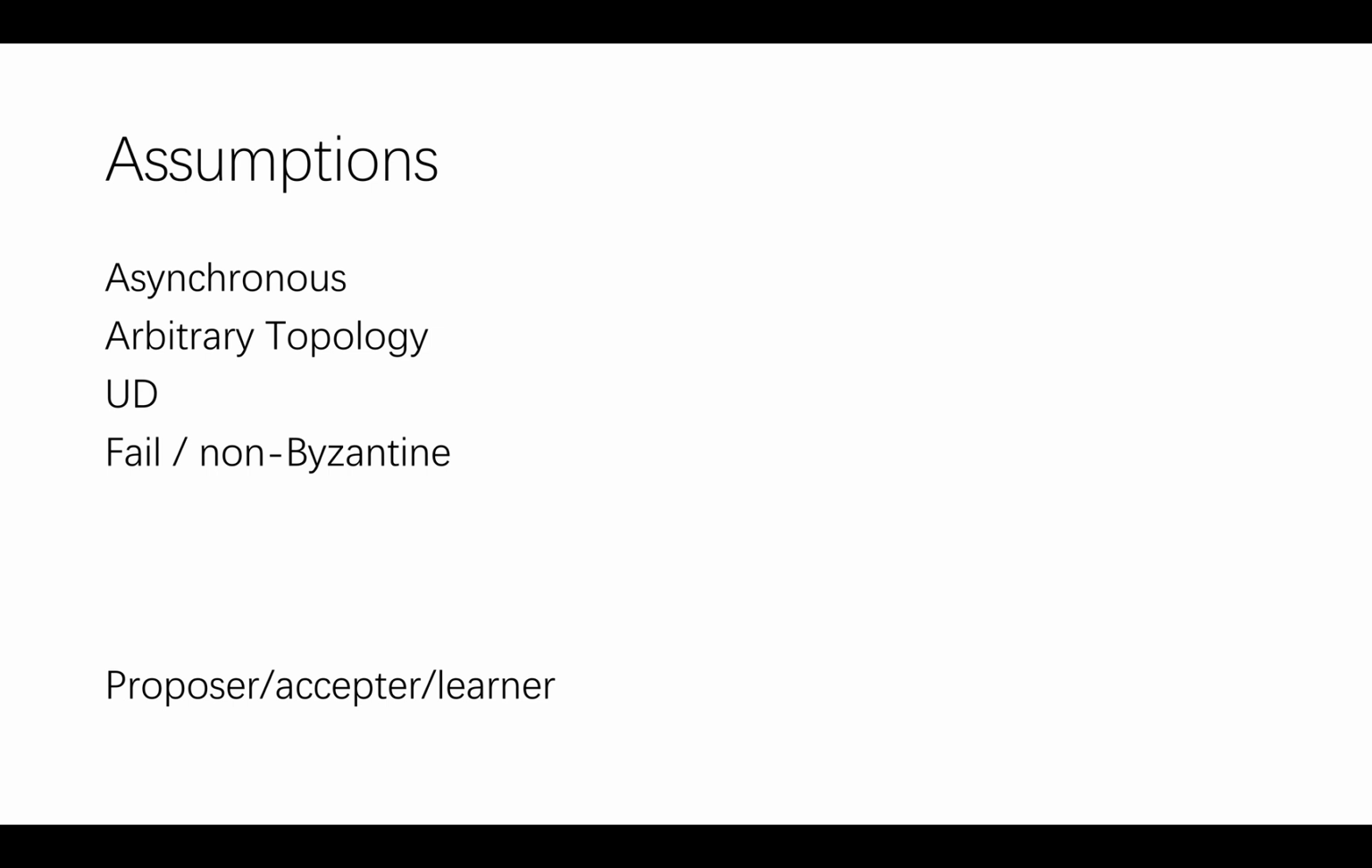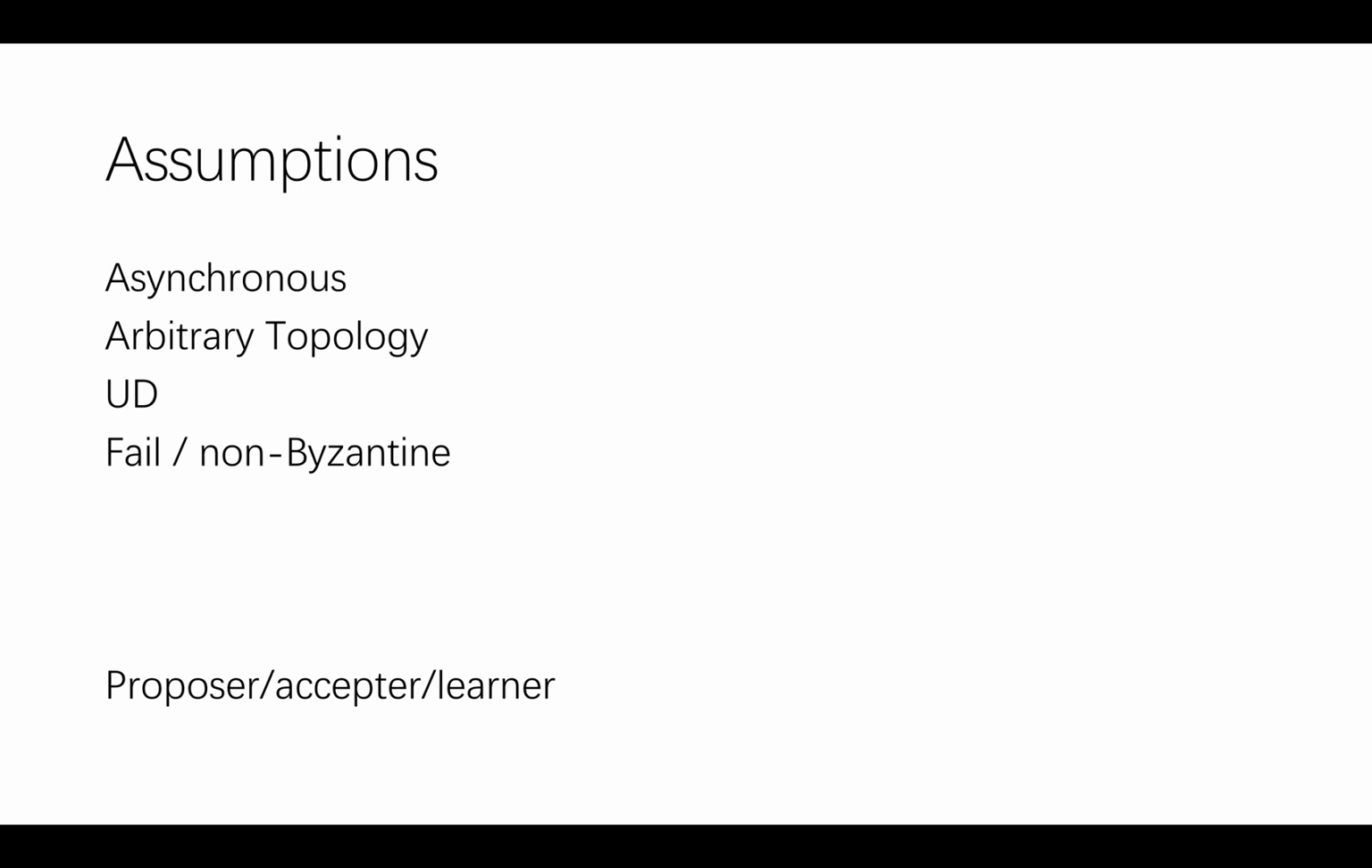We have the following assumptions for the algorithm. The first one is the network is asynchronous. The second one is the network is arbitrary topology. The third one is we are in a timing model of unbounded delay. And the fourth one is the fail model. The fail model is the processes can fail and they can restart, but it's in a non-Byzantine model.